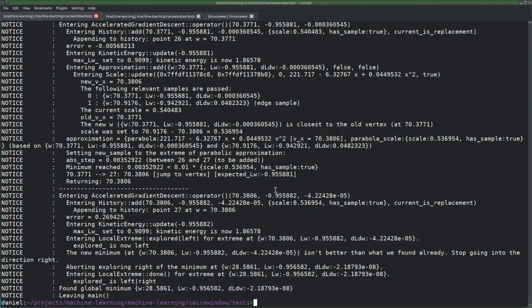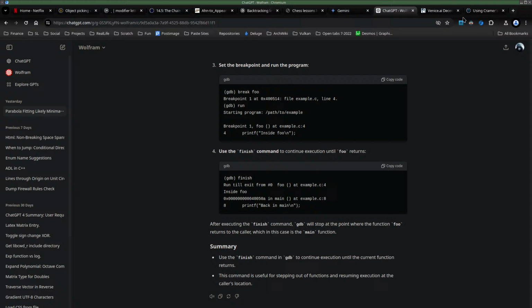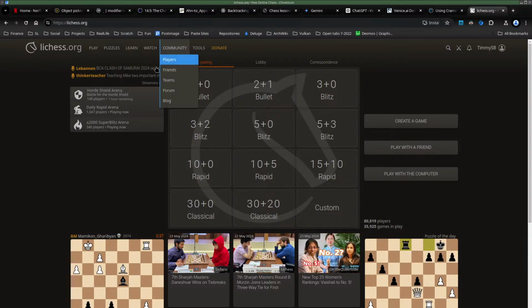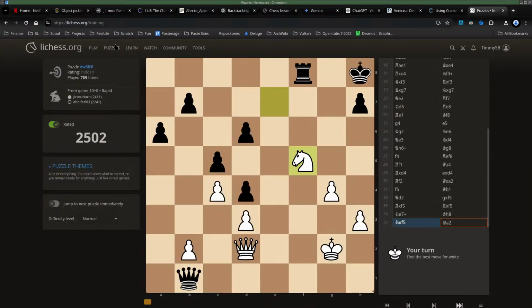Okay, I'm going to bed. Or am I? I should go to bed. I'm going to do a puzzle.